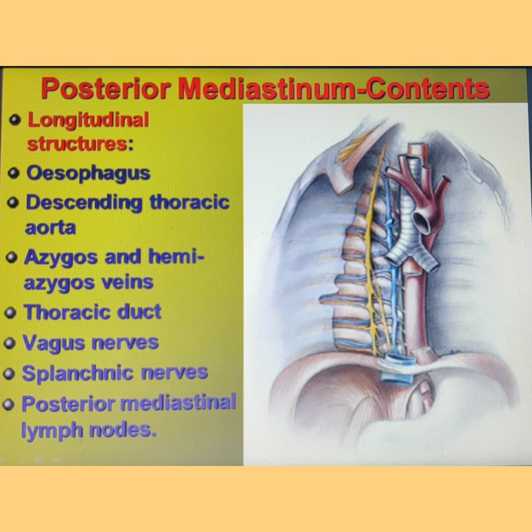Thoracic duct. Vagus nerve. The splanchnic nerves and posterior mediastinal lymph nodes. These are the contents, the longitudinal structures which are present in the posterior mediastinum.